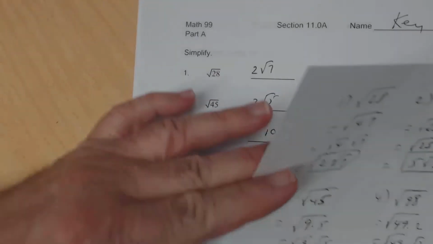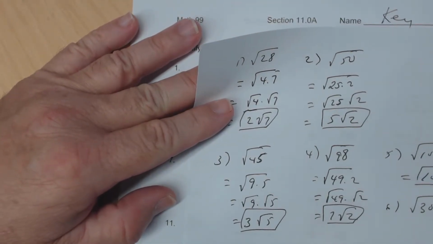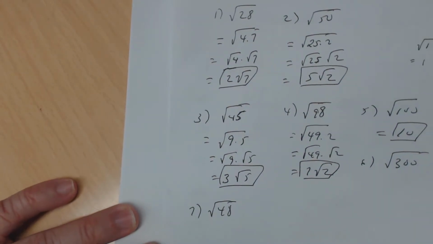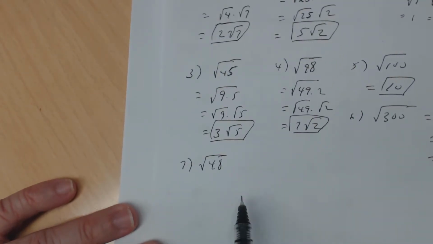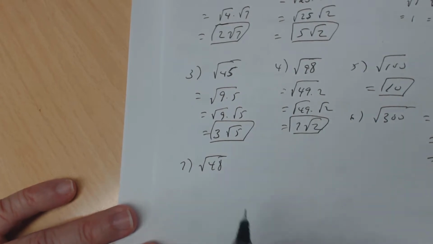Okay, number 7, you have the square root of 48. Okay, so 48 is not a perfect square, but besides 1 is there a largest perfect square that goes into 48? You may look at this and say, well, I can see that 4 is a perfect square, and 4 goes into both these digits, so 4 has to go into 48.